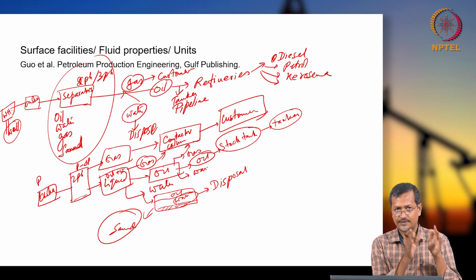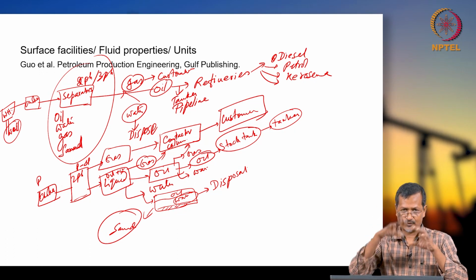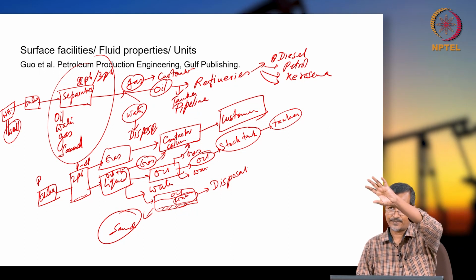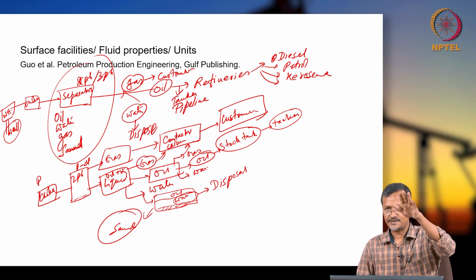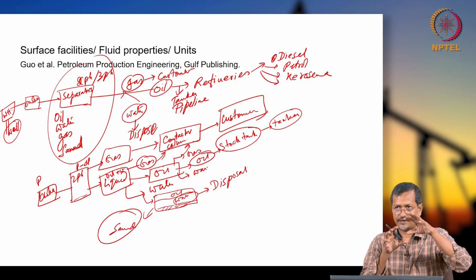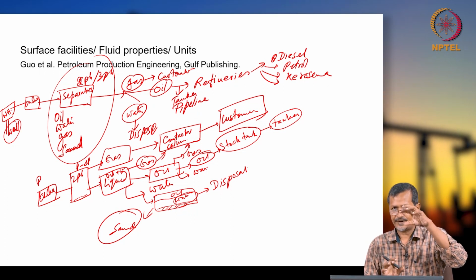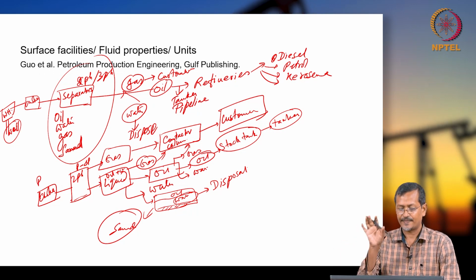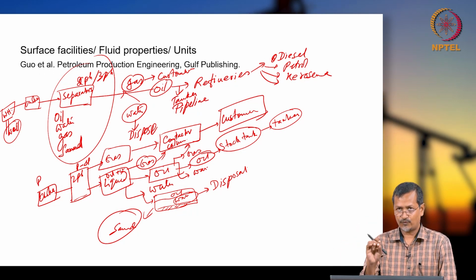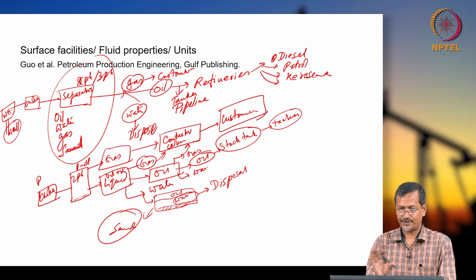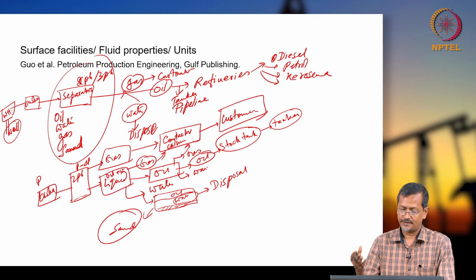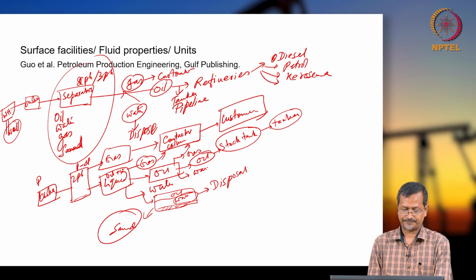You have the choke, initially two phases, gas and liquid, are separated. Whatever gas you get, you put in a gas separation unit, purify it, and send it to the customer. Whatever liquid you got, you separate water and oil. Water is disposed of after removing all the hydrocarbon. For oil, you remove water particles and other unnecessary impurities, send it to a stock tank or tanker, then transport it to your refineries.